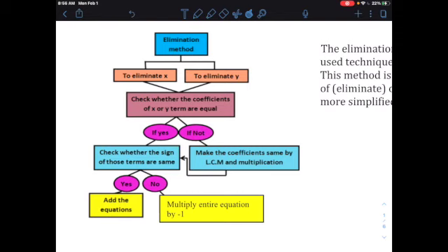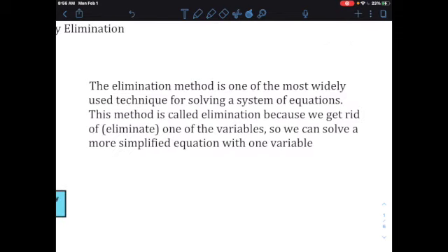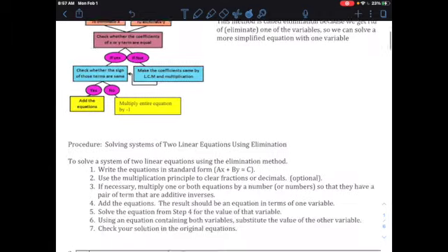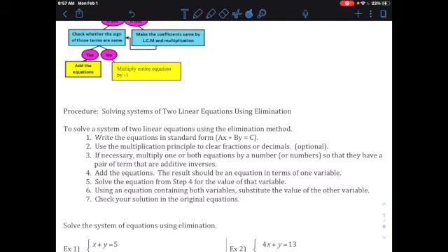So in this case, this method is called elimination because we get rid of, or eliminate, one of the variables. So we can solve a more simplified equation with one variable. And here is the procedure for solving a system of two linear equations using elimination.